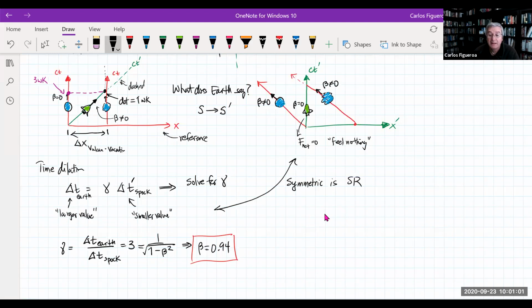So then that's part one here. What I want to do now is look at a second one.